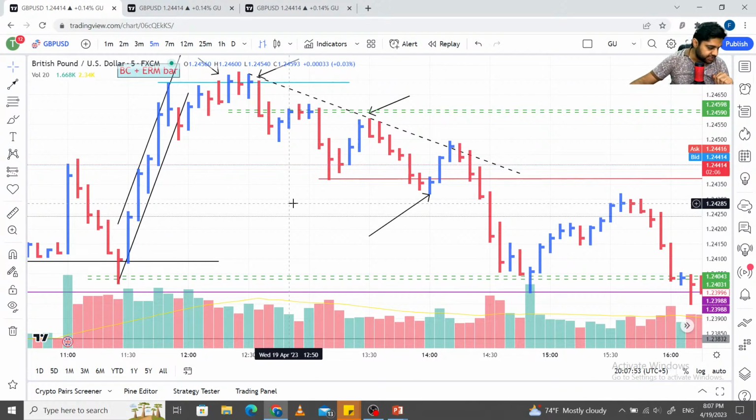Sir, a simple question: on 20 USD, what should be our lot size? Okay, so I don't think you should open an account of 20 USD. You should at least have an account of 50 USD.